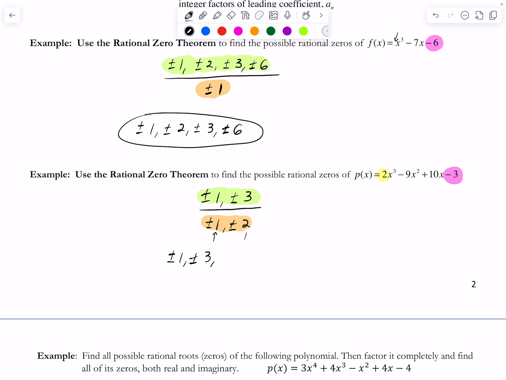Now I'm going to divide by the second number. So 1 over 2, that's 1/2. Don't forget the plus or minus. And then 3 over 2 is 3/2. So these are all of the possible rational roots that I would try to plug in to see if any of them would actually be one of our zeros.